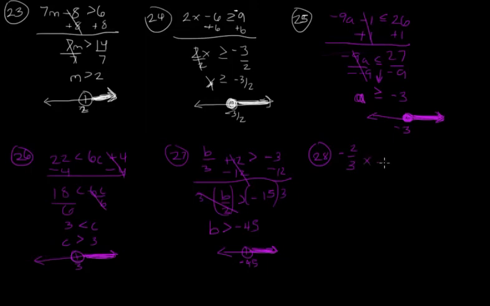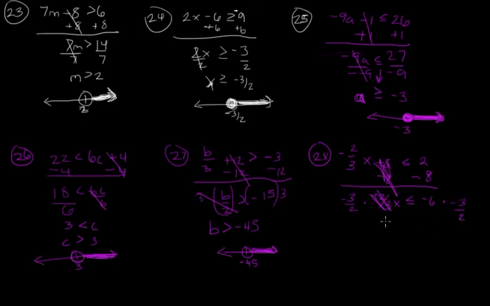-2/3 x plus 8 is less than or equal to 2. I'm going to subtract 8 on both sides. So I got -2/3 x, those cancel out, is less than or equal to 2 minus 8, that is -6. And I should probably clean that up a little bit and try to be neater. Now I'm going to go ahead and multiply both sides by -3 over 2 because I want to cancel this fraction out. So times -3 over 2.